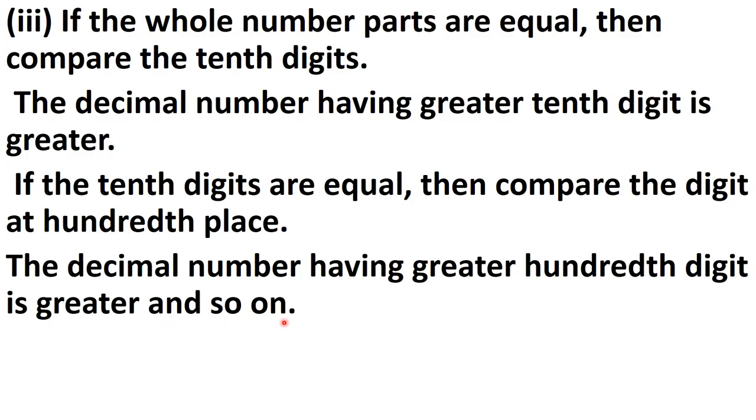So first is that we will compare the whole number. If the whole numbers are equal, then we will compare the first decimal digit, that is the 10th place. The decimal number whose 10th place is greater, that number is greater. And if the 10th place digit is also equal, then we will compare the 100th place digit. And the number whose 100th place digit is greater, that number is greater.